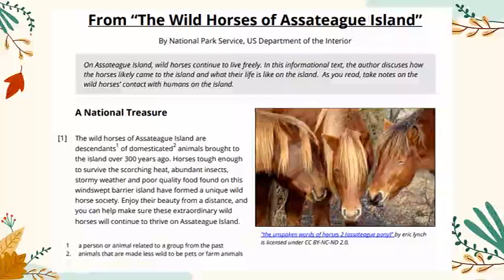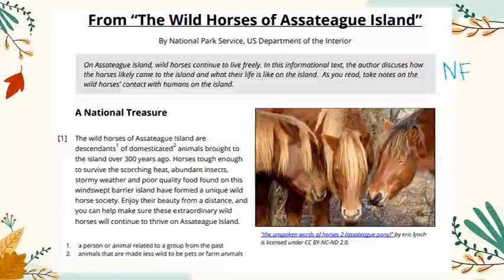It also says here in the fact box that on Assateague Island, wild horses continue to live freely. In this informational text, so that's a clue there that it's a nonfiction sort of text. The author discusses how the horses likely came to the island and what their life is like on the island. So as you read, take notes on the wild horses' contact with humans on the island. So I'm just going to note here that it's nonfiction with an N and an F.